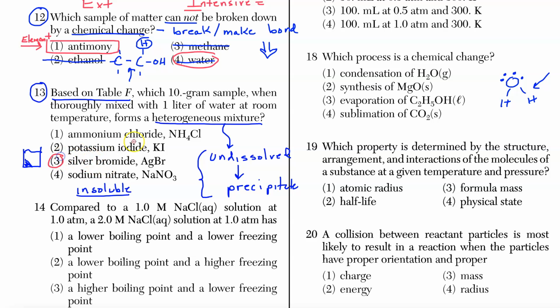So 13 is 3. Now, if you had no idea what any of this meant, you could have gone to table F and seen which one was different. This is soluble, this is soluble, this is soluble, this wasn't. That had to be your answer if you didn't understand what that meant. So again, in the multiple choice scenario, you can eliminate or find your answer sometimes by seeing what's different from the rest. So 13 is 3.